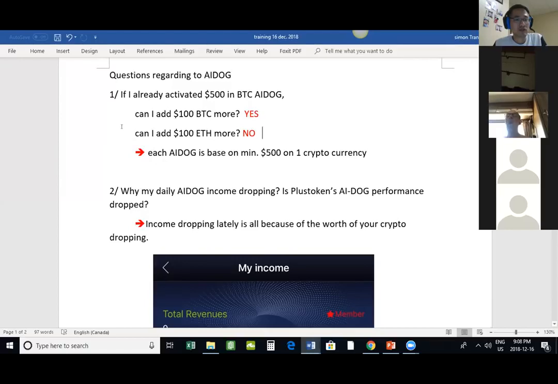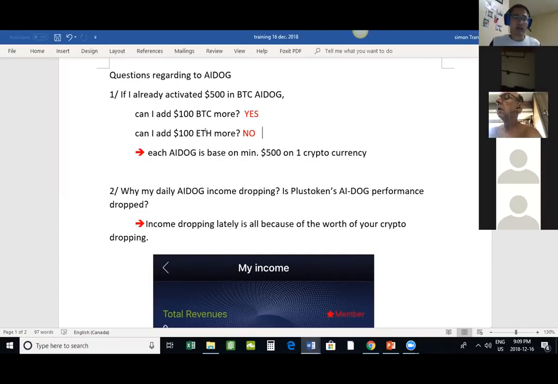So the first question: can I add $100 more BTC? Yes, of course. But if you only activated a $500 BTC AI doc and you have $100 in Ethereum, can you add it? No, because you don't have an Ethereum AI doc yet. If you only have a BTC AI doc and you want to add Ethereum, no, it's not like that. It's not like you already qualify for the minimum of $500 and then you can add whatever you want. You can only add BTC into a BTC AI doc. You cannot add Ethereum into a BTC AI doc.